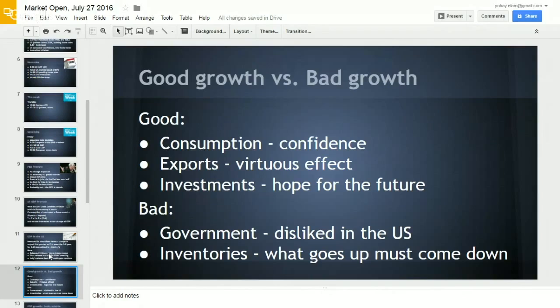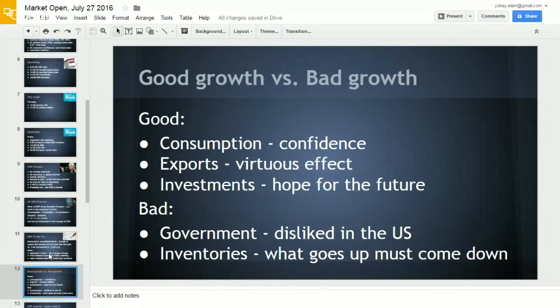Another figure to watch out for, even though it's much smaller in the United States compared to Germany, for example, or China, exports. Basically, the more a country exports, that means there's demand from other places in the world. And this could turn into a virtuous effect. Okay, so that's also good growth.